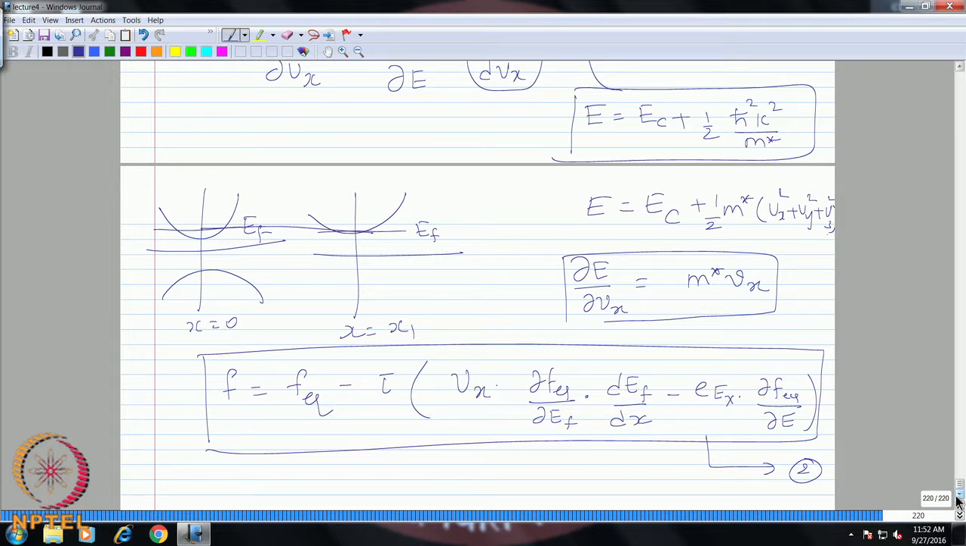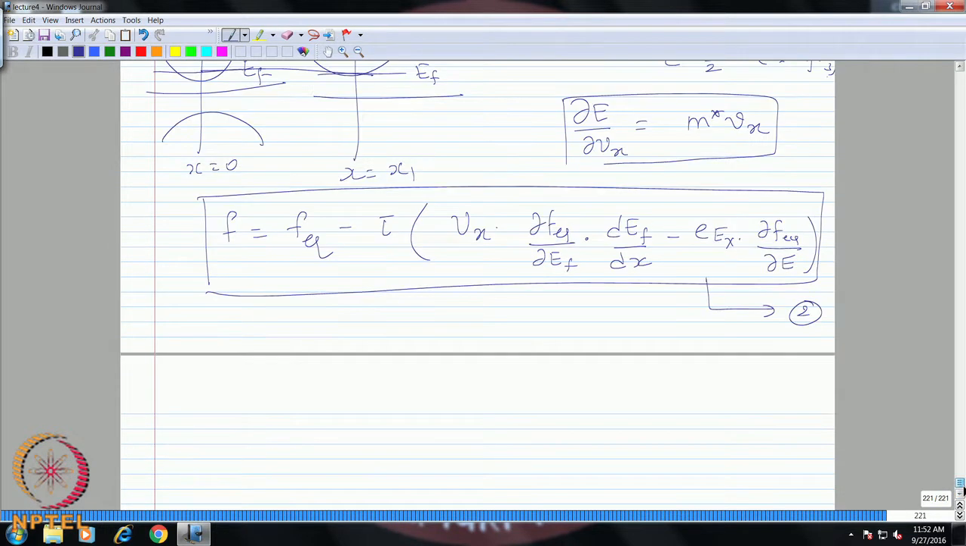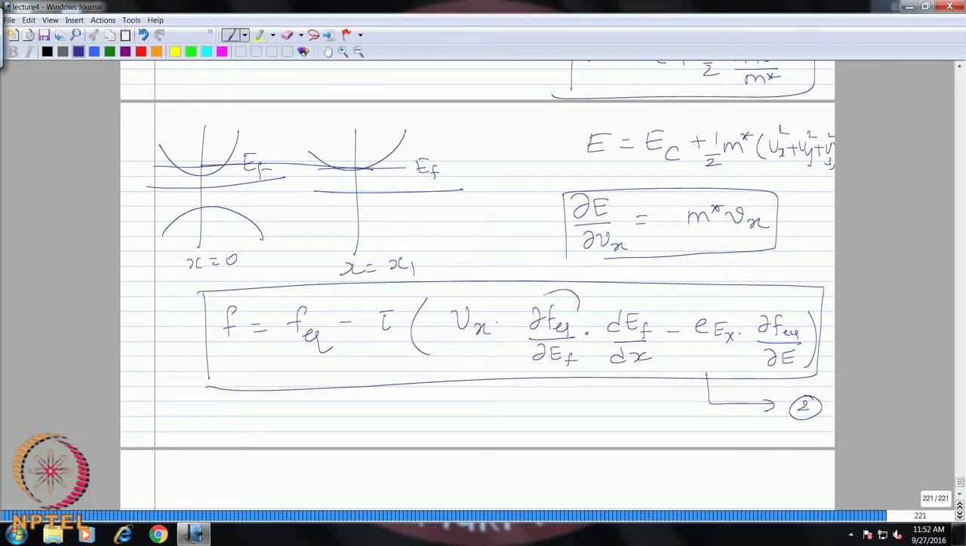Okay. So, now the remaining part is to relate dF equilibrium by dEf to dF equilibrium by dE. How are they related? You write down the Fermi-Dirac distribution function and take the derivative with respect to Ef, and with respect to E. So, you have exponential of E minus Ef by kBT. How will they be related? You can say dF equilibrium by dEf will be equal to minus dF equilibrium by dE, that is it, correct. So, you have a plus E, you have a minus Ef.